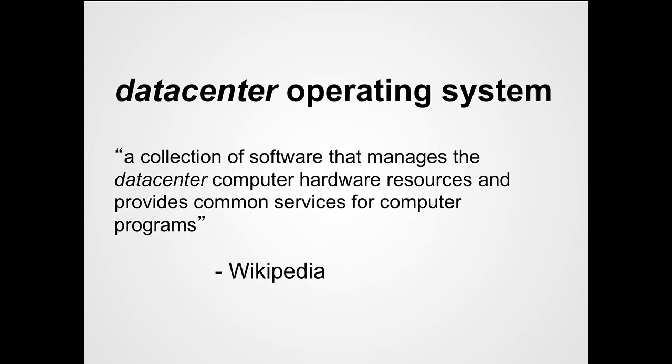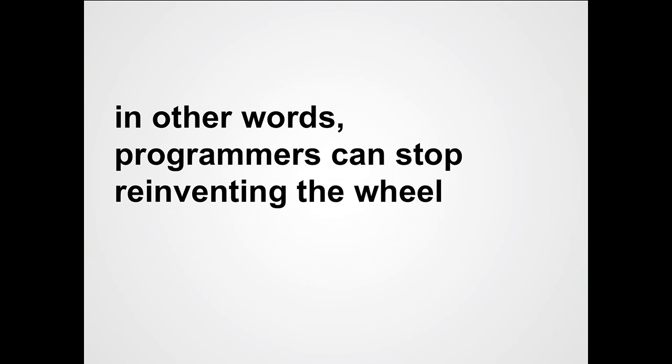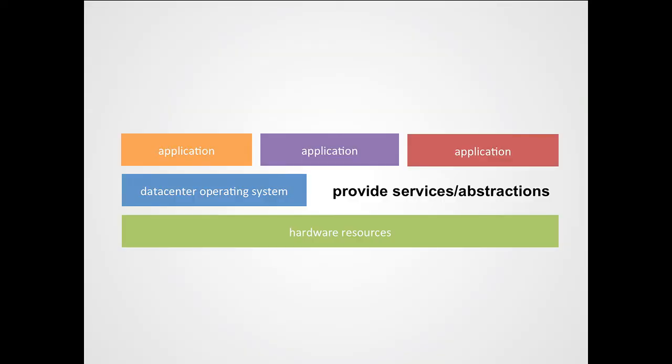The reason why that's interesting is because the second part of the description of a data center operating system, the first part being managing data center computer resources, is providing common services for other computer programs. In other words, programmers can stop reinventing the wheel. I think these days, just about every new distributed system that's built re-implements a failure detector, re-implements how it launches and watches its tasks, re-implements how it determines whether or not there's been a network partition. Instead, we can stick all of this stuff into a single place, into a single core layer that can provide services and abstractions for the applications that we're trying to build on top.